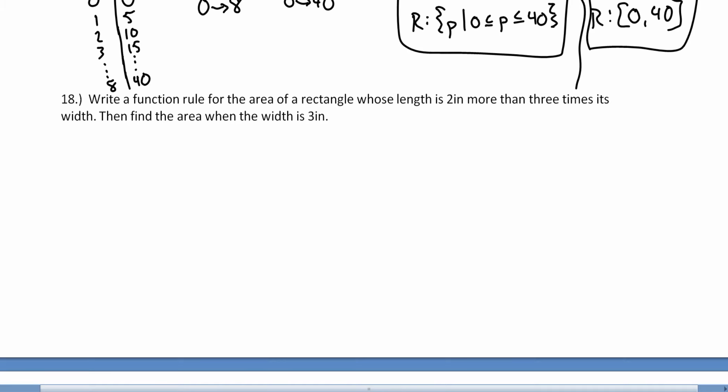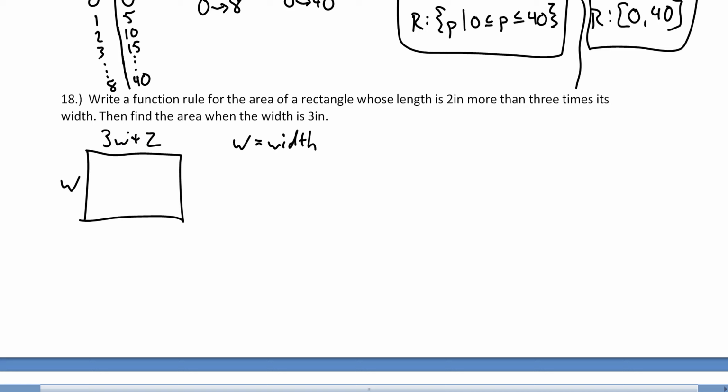This one, write a function rule for the area of a rectangle whose length is 2 inches more than 3 times its width. Find the area when the width is 3 inches. So this one, I'm going to go ahead and draw a picture first, and then I'll call the width w. So again, I'm going to define my variables. That's the width. And that's the only variable I'm going to use. I'm going to write the length in terms of the width. It says the length is 2 inches more than 3 times the width, so 2 inches more than 3 times the width is 3w plus 2.